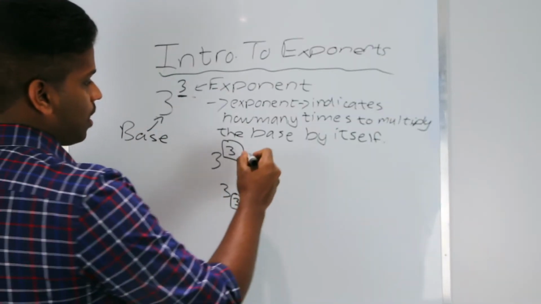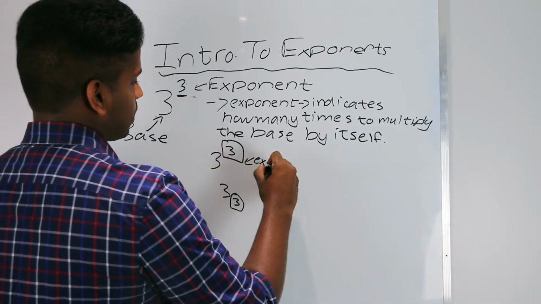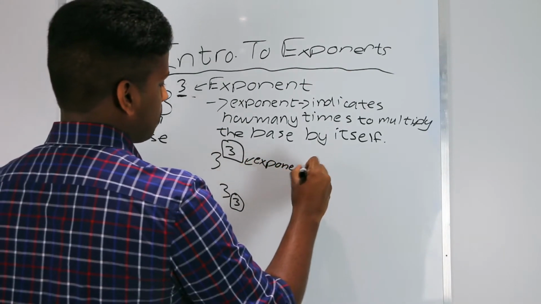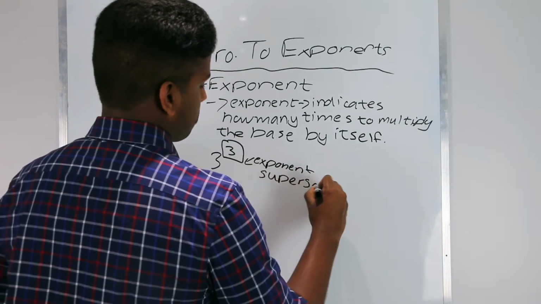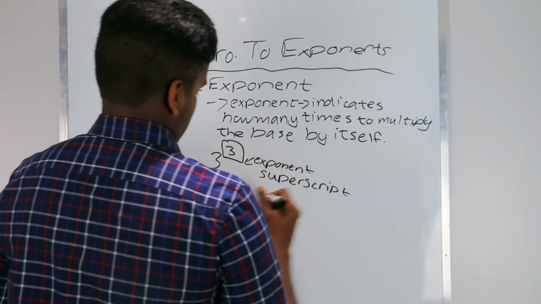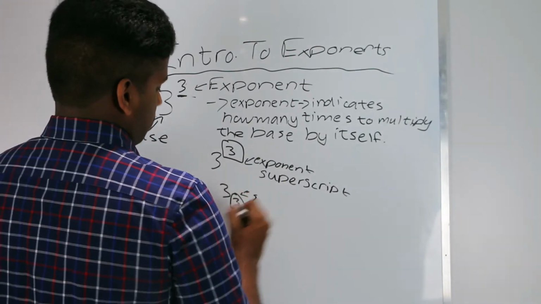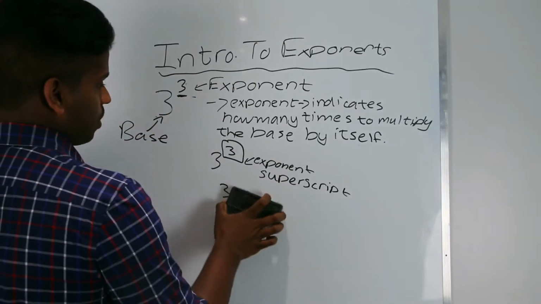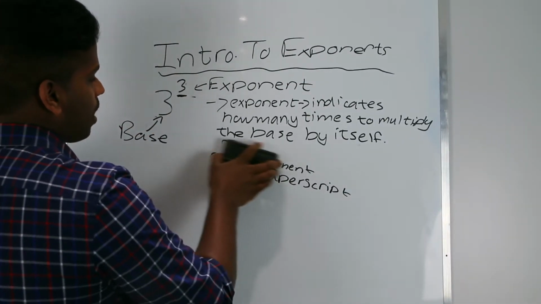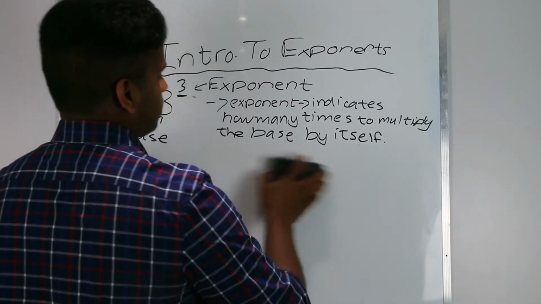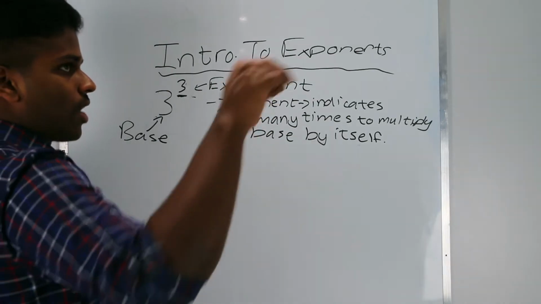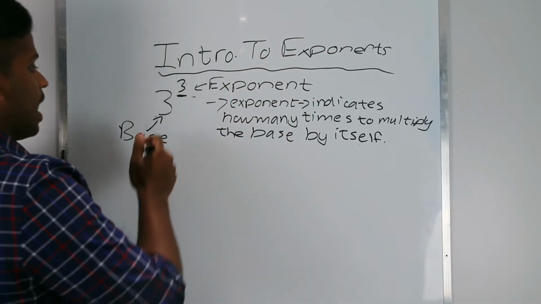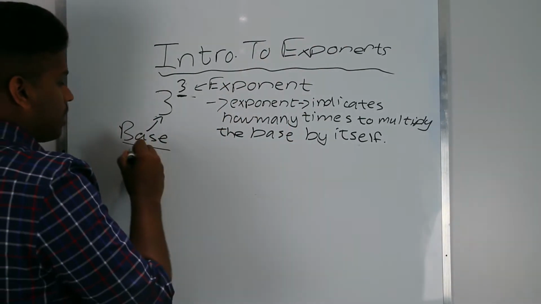Just so you know, this is an exponent, this is subscript, that's a superscript. So it's written in a superscript form. This is subscript, but we don't need that. I just wanted to make a point there. So it's a small number, small in size, and it's written in the top right hand corner of another number, and that other number is called the base.